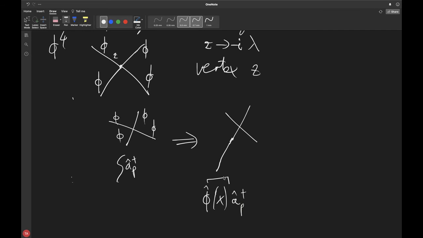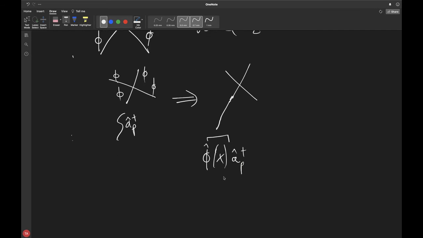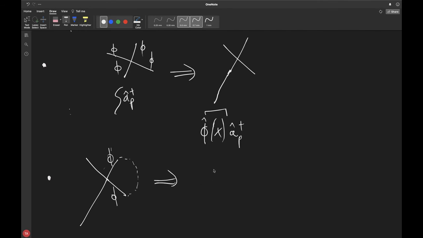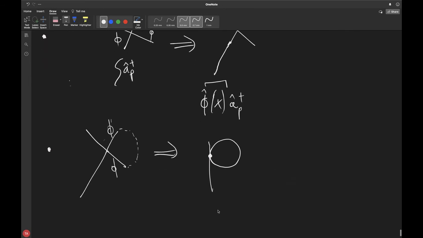Then when we do contraction between two fields, that is the situation that now we have this part, and now we have the field phi here and the other field phi here, and we want to contract those. So that leads to a loop. We have this incoming line, we have the vertex, and we have a loop. So this is the situation when we have the phi contracted with the phi.